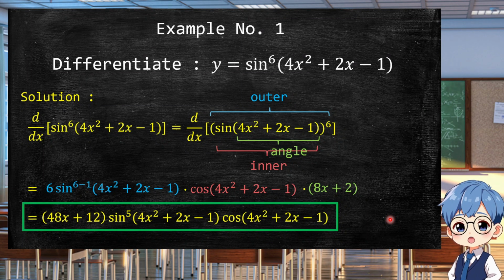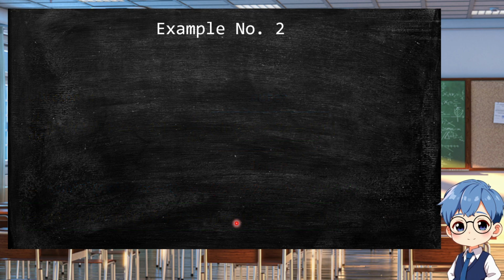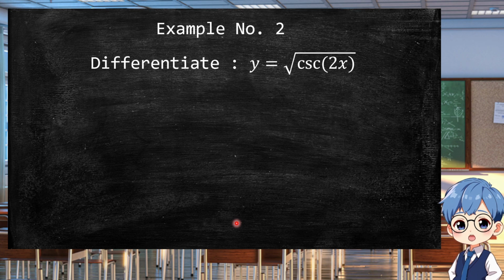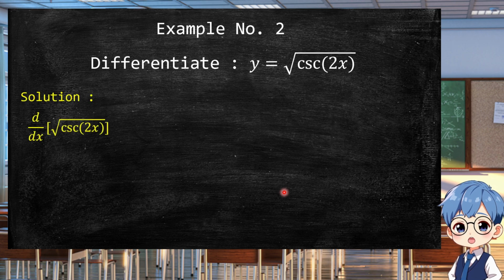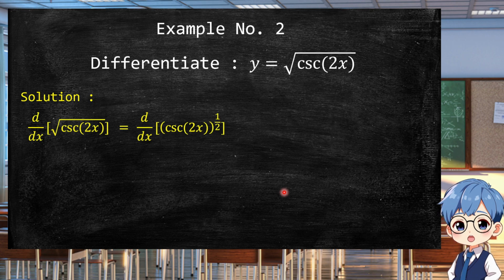Let's proceed to the next example. Example number 2, differentiate y equals square root of cosecant 2x. So take note, we can rewrite square root as an exponential fraction of 1/2. So we have here cosecant 2x raised to the power of 1/2. We can now apply the power rule.